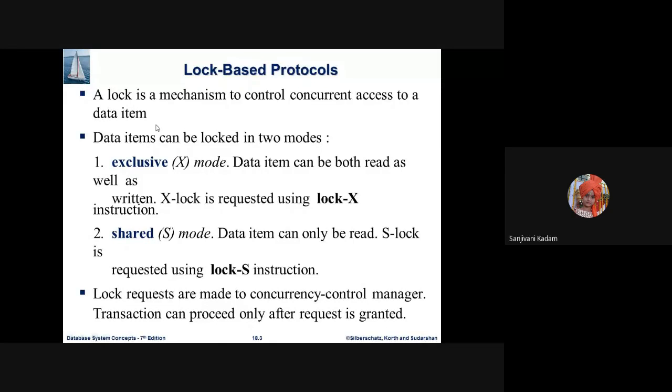The next lock is the shared lock, that is, S mode lock. The data item can be read. This allows only reading of a data value. This lock doesn't grant you the right to write a value to the database. So these are called the X lock and the S lock. Whenever we want to acquire this lock, we can write the instruction lock S. Lock S is an instruction which is used to put a lock on a data item.